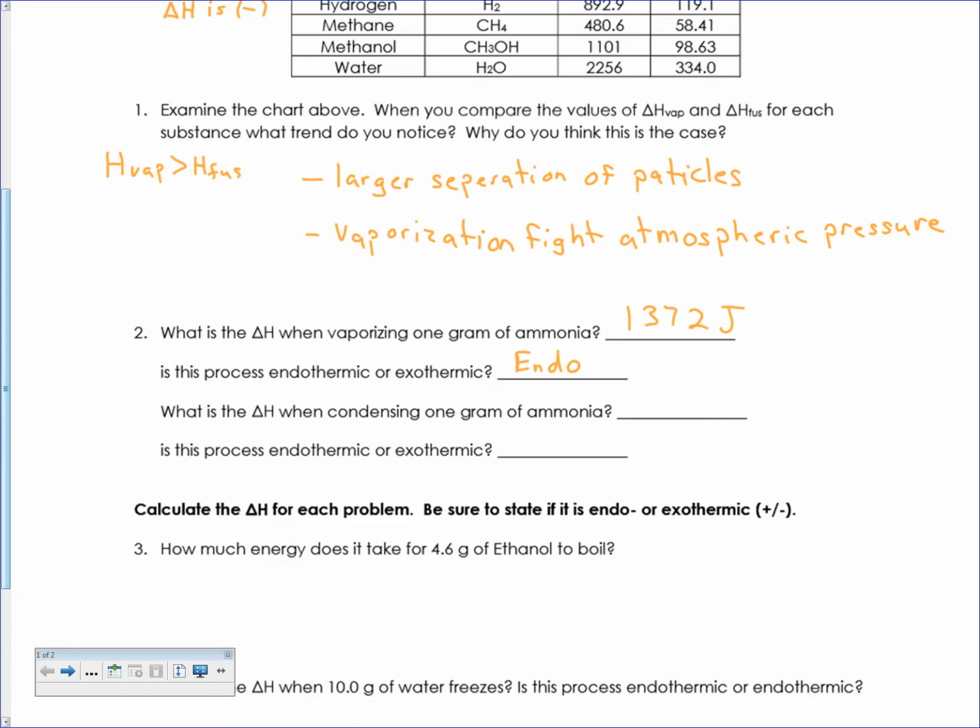It says, what's the delta H when condensing 1 gram of ammonia? Well, this is the opposite process of evaporating. So it's negative 1,372 joules. All right. And then is this process endothermic or exothermic? This one is exothermic.